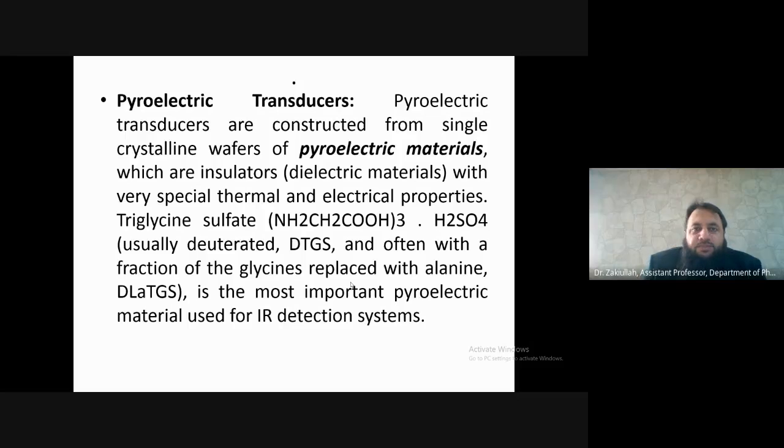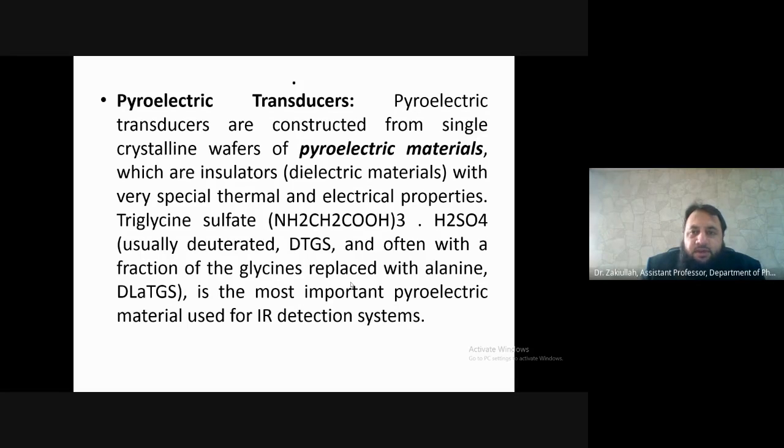So pyroelectric transducers, as the name indicates, pyro is from heat. So these are some special type of dielectric materials that retain current when they are heated. For that purpose they can be used in the IR transducer. Pyroelectric transducers are constructed from single crystalline wafers of pyroelectric materials which are insulators. That is, they are dielectric materials with very special thermal and electrical properties. We are discussing how they are special and how they differ from other such materials.